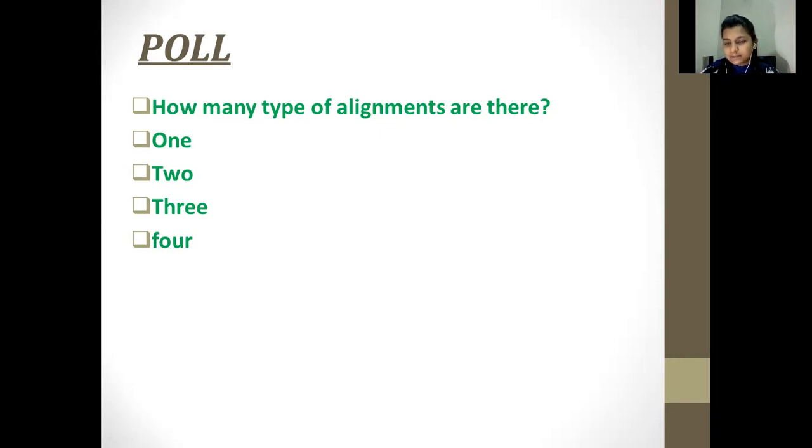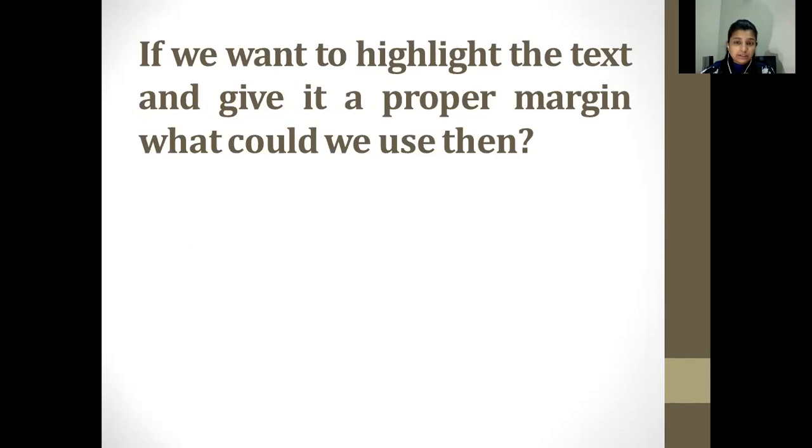Okay. So students, what are you reading and inferring from this line? If we want to highlight the text and give it a proper margin, what could we use then? Now we have discussed the alignments. If I ask you to give the alignments, we already gave alignments, okay, what else? If we want the text to look in a proper, justified manner, what would we be doing? What do you think about that? I'm again giving you a few seconds. You can think about that.